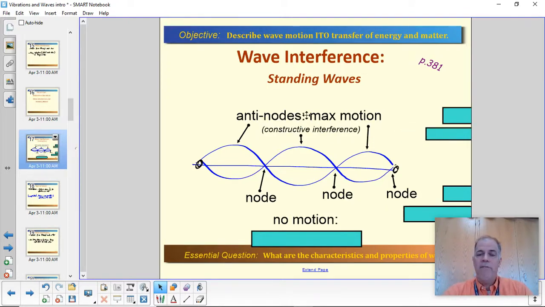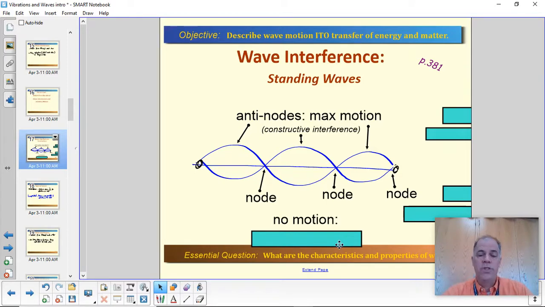All right, now, where does interference come in on this? Well, we have maximum motion here because this is where we have constructive interference. This is where we have crests meeting crests, and troughs meeting troughs. We have extreme crests and extreme troughs. Constructive interference, maximum motion. Those are the antinodes.